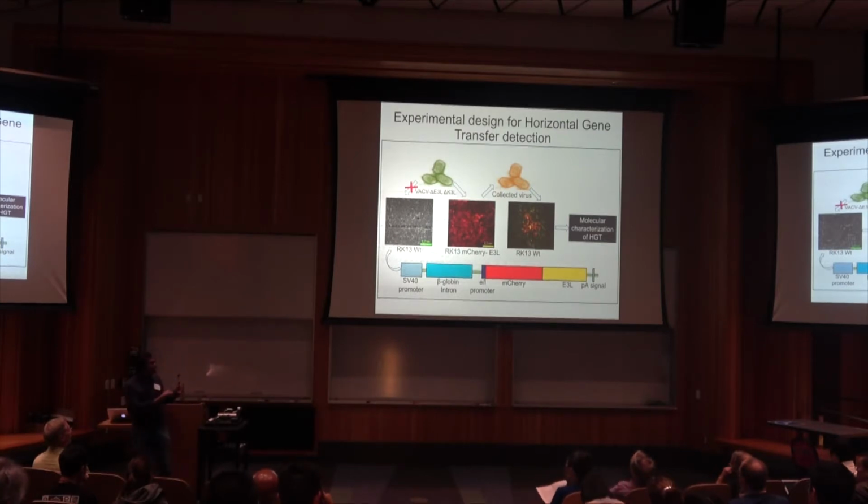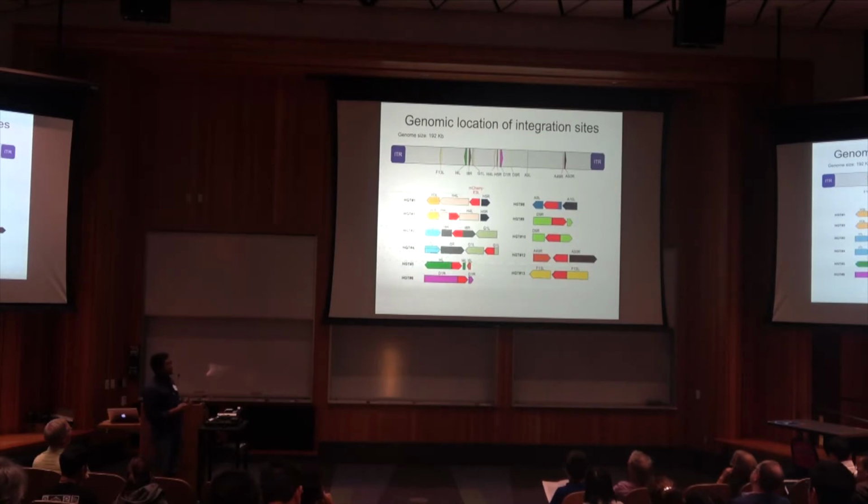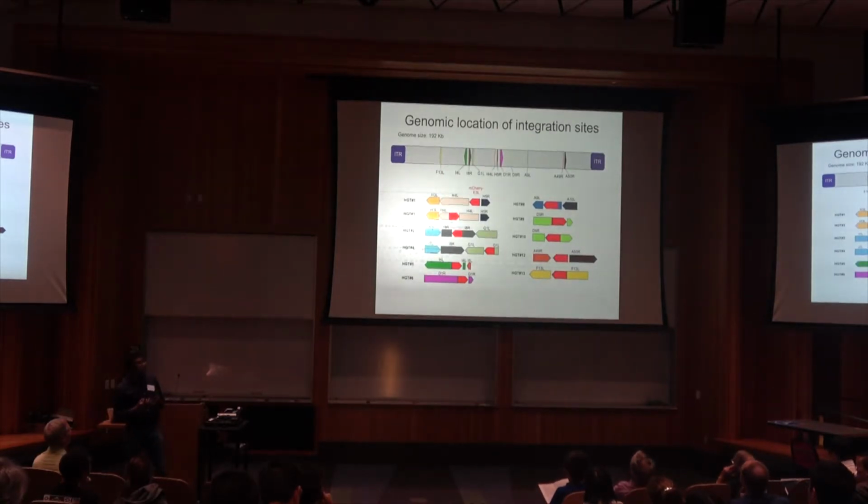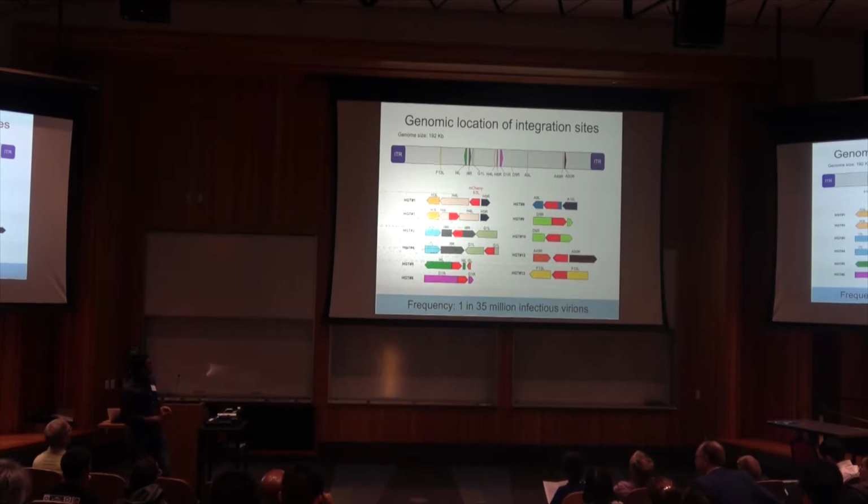And for the first time, we detected horizontal gene transfer experimentally in the pox viruses. And so far, I have identified 11 vaccinia virus isolates that took up the mCherry-E3L from their host. And you can see the integration sites in the pox virus genome throughout the genome here. And we have also calculated the frequency of horizontal gene transfer for the mCherry-E3L in RK13 cells, which is 1 in 35 million infectious virions.